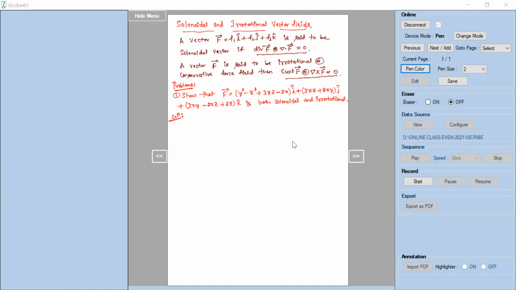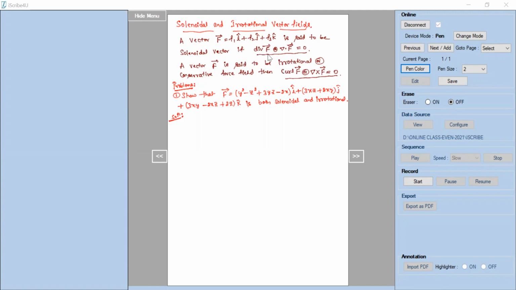So in this video, I'll be discussing how to show that the given vector is solenoidal and irrotational. I'll start with the definition of a solenoidal vector. A vector f1 i plus f2 j plus f3 k is said to be solenoidal if the divergence of that vector is zero, so div f or del dot f is zero. And the same vector f is said to be irrotational if the curl of that vector field is equal to zero. Remember, an irrotational vector can also be called a conservative force.